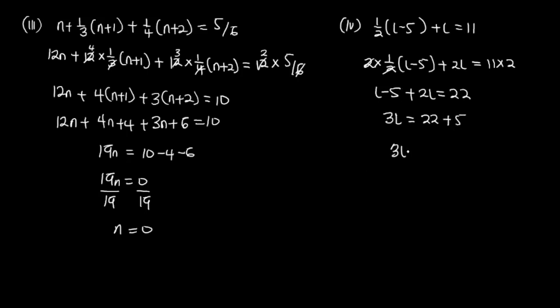So I have 3L is equal to 22 plus 5, which will give me 27. I divide both sides by 3, and then I get my value for L to be 27 divided by 3, which will give me a value of 9 as my answer. So this is how you solve linear equations.